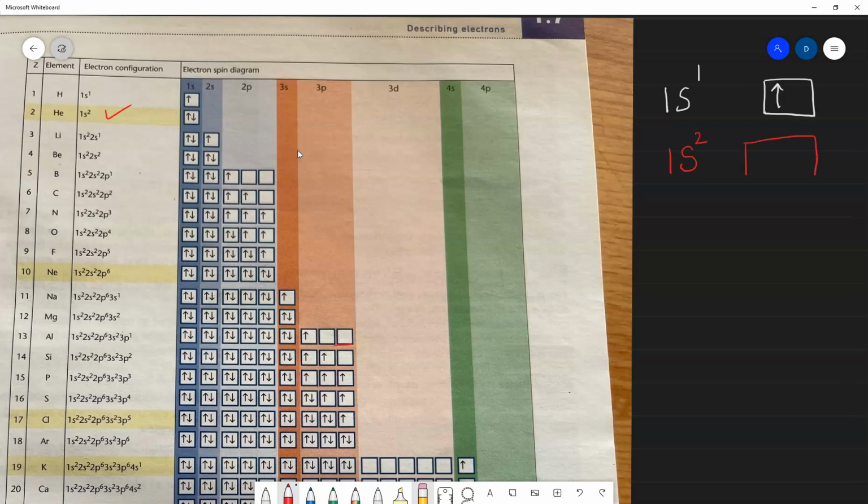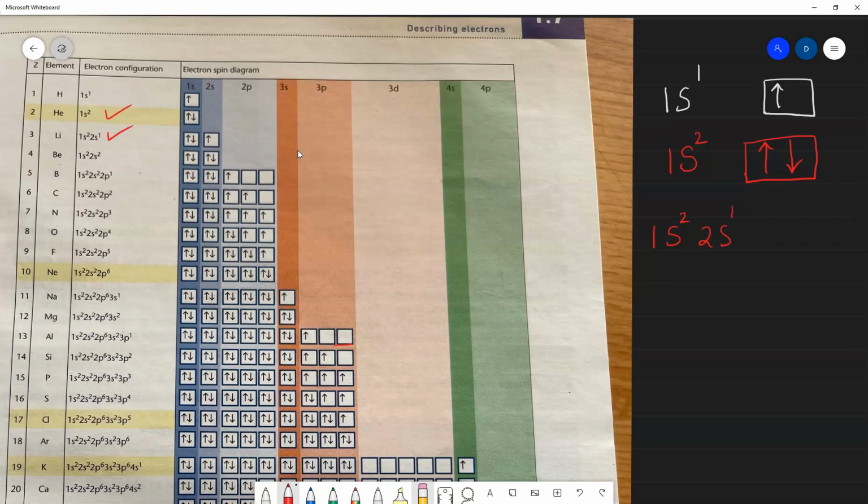But if you have to show that with the spin of the electron, this is the first electron, this is the second electron, like this. And next is lithium. Lithium has 3 electrons. You get 1s2 and 2s1.